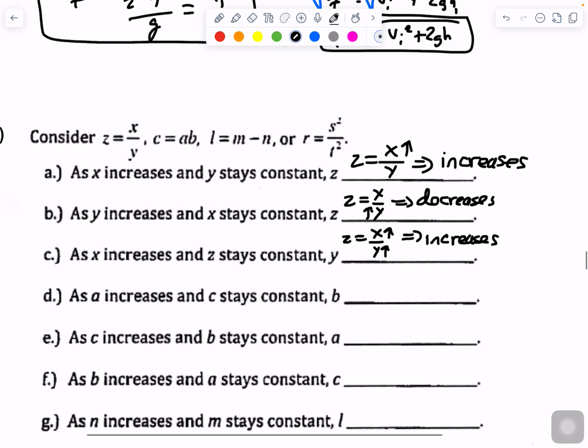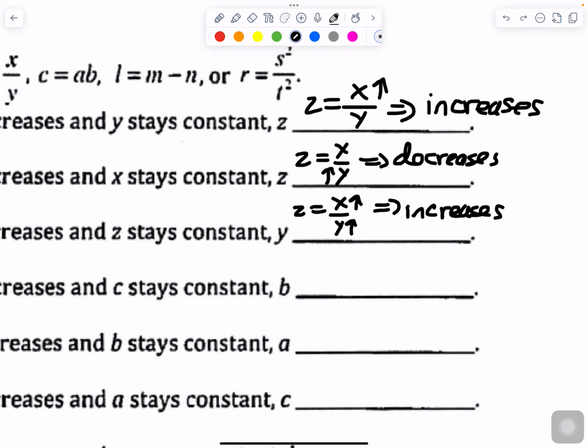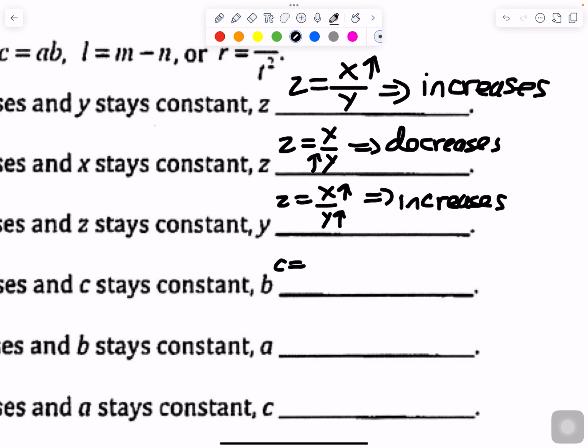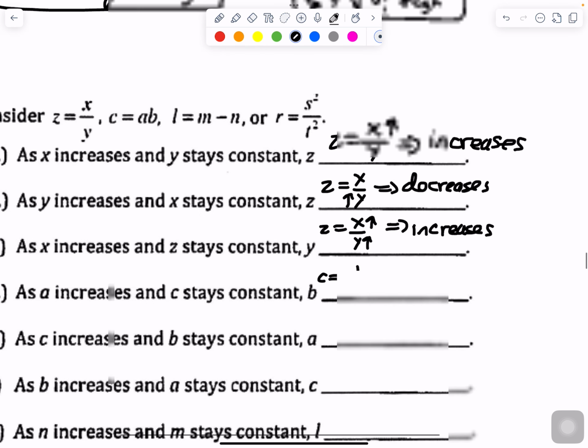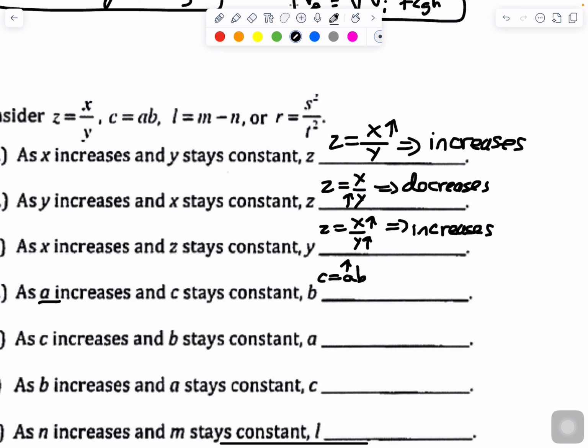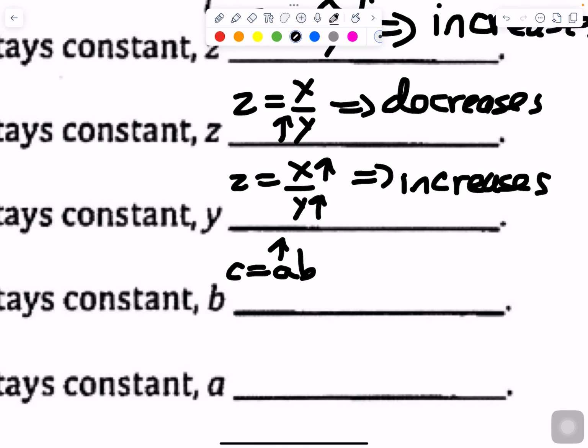Okay, now the next three, D, E, and F, revolve around this function here, C equals A times B. So it says if A increases and C stays the same, what happens to B? So A increases, C doesn't change. That means in order for two numbers, A and B, multiplied together to get C, and C does not change, B must go down as A is going up in order for C not to change at all. So B would be decreasing.